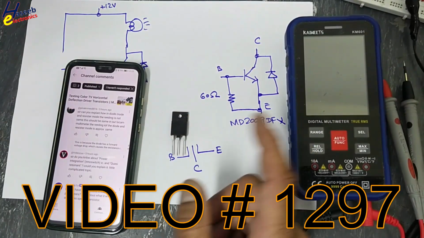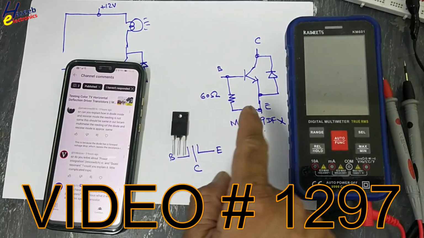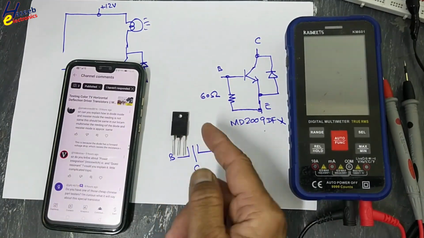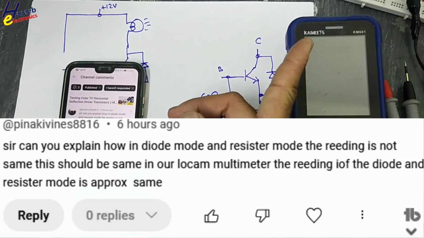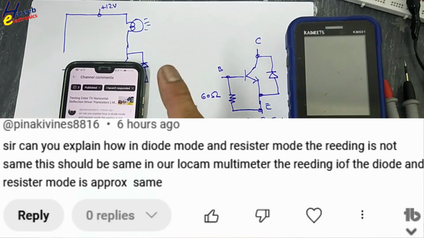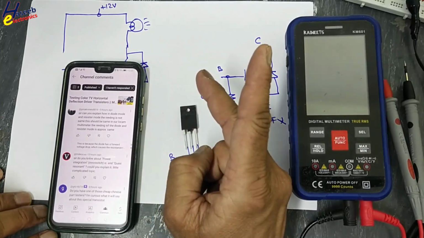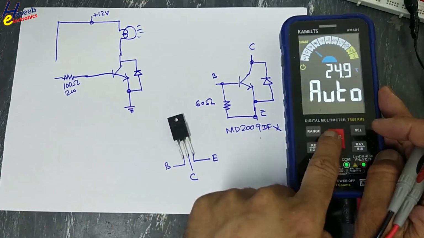While testing, I demonstrated how to test this transistor and I received a comment. Can you explain why, when we test in resistance mode and in diode mode, the readings are different? Let's check that question condition.